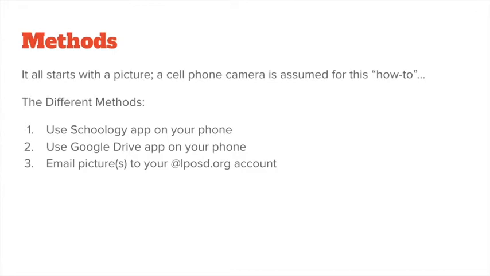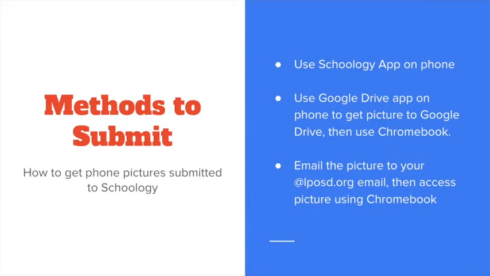So the different methods that we're going to look at: number one is to download and use the Schoology app on your phone. Method number two is to download and use the Google Drive app on your phone. And the last option will be to email the pictures that you take of your work to your school account. Let's take a look in more detail at how to do these methods. First up, how to use the Schoology app on your phone.